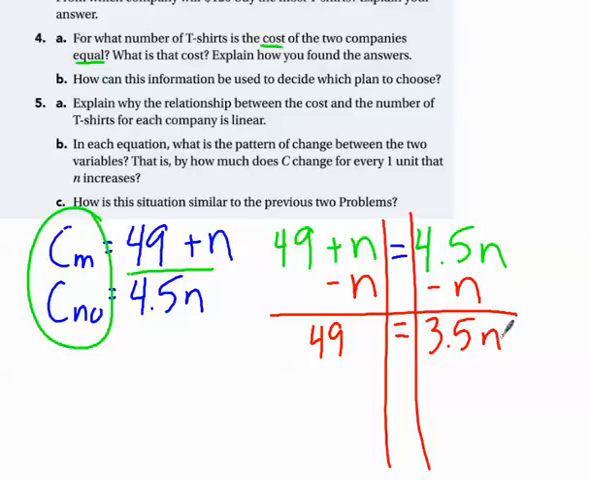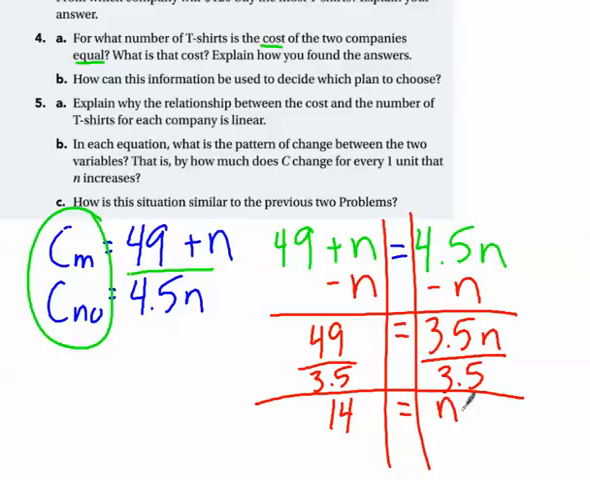From here, I want to get this n by itself. So I'm going to undo this multiplication. To undo multiplication, I'm going to divide by 3.5. Over here, do the exact same thing. And that gives me 14 equals n. So that tells me that the number of t-shirts, n, is 14.